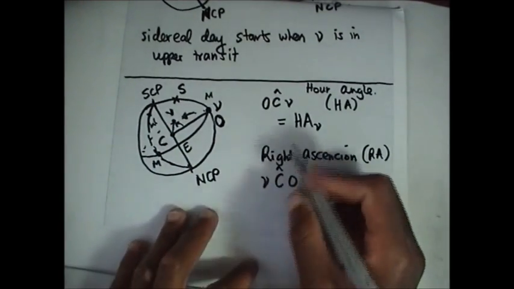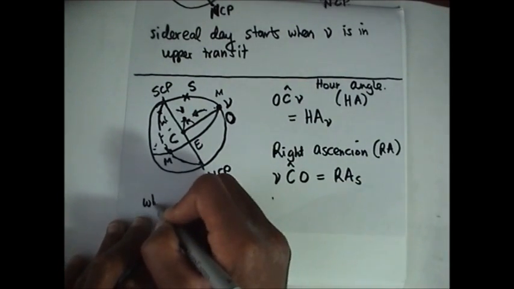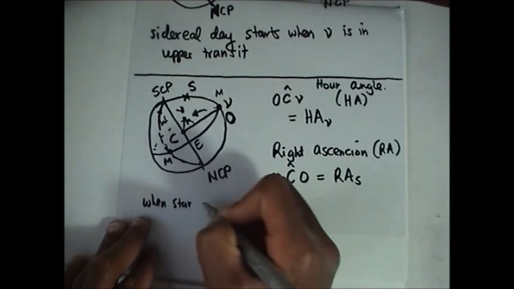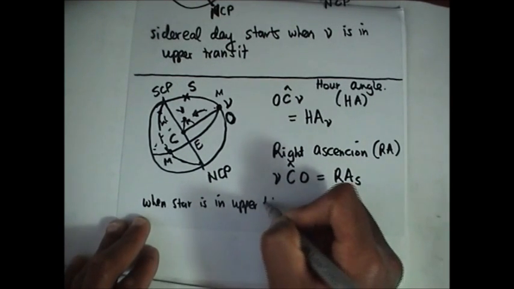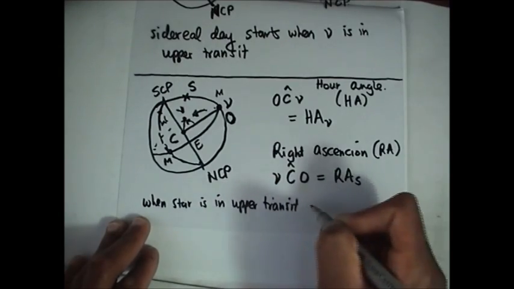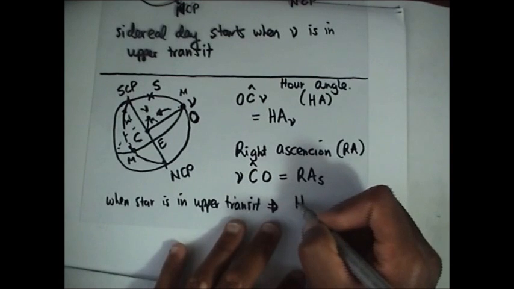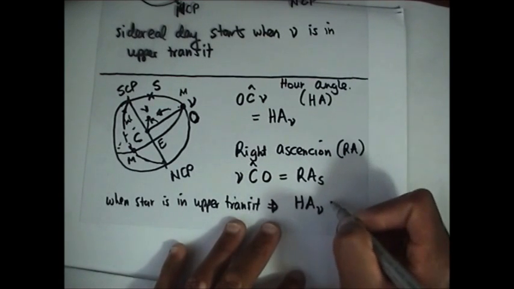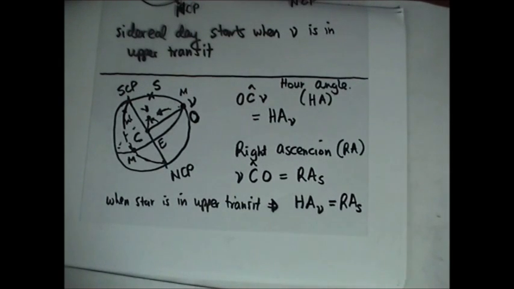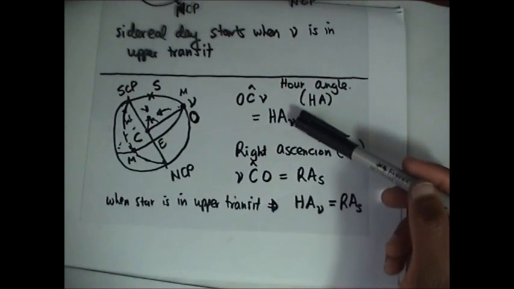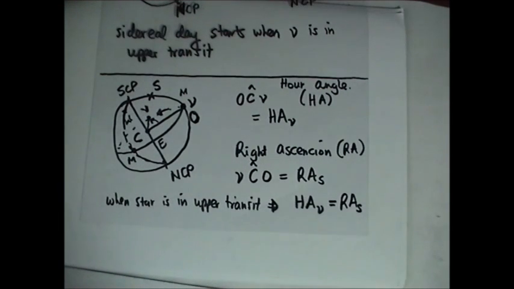Therefore, when the star is in upper transit, as is our case here, the hour angle of V is equal to the right ascension of the star. As we can see here, the hour angle of V is equal to the right ascension of that star.